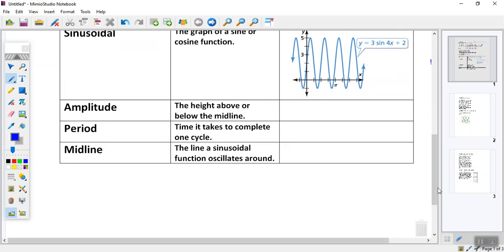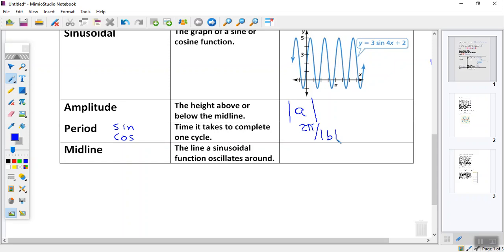Amplitude. We know what the amplitude is. It's the height above or below the midline. You remember how to find amplitude? It's the absolute value of A. Then the period, the time it takes to complete the cycle. I'm just going to write the period for sine and cosine, because it's different for tangent and cotangent. The period for sine and cosine is 2 pi over the absolute value of B.